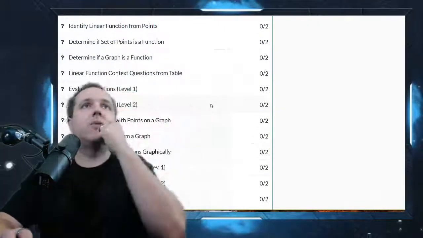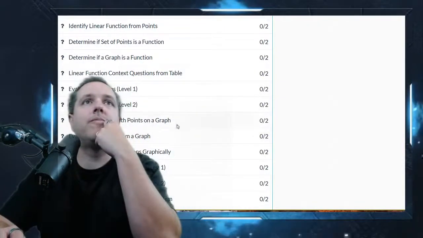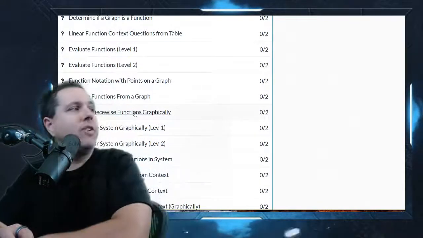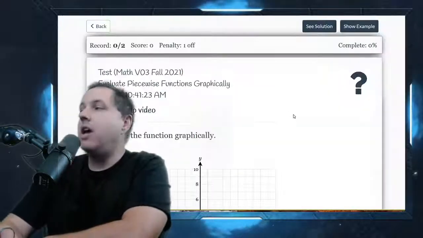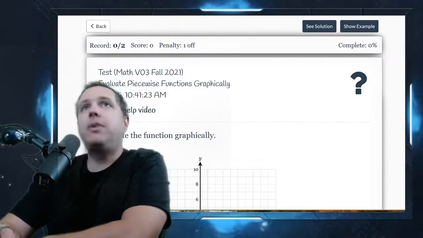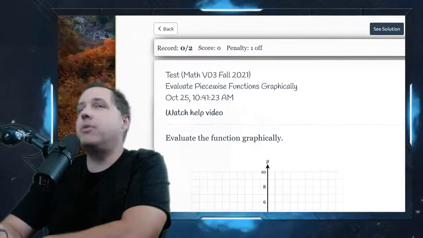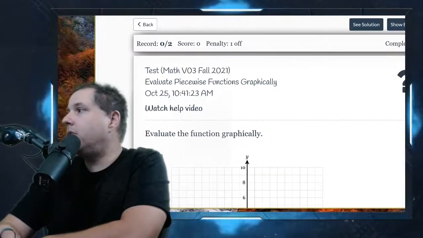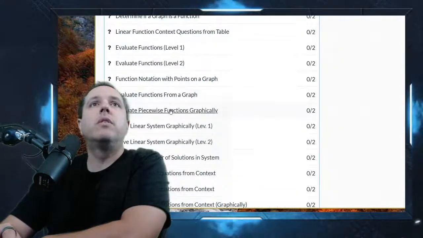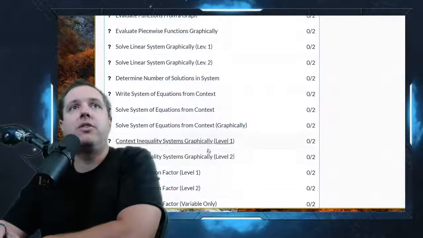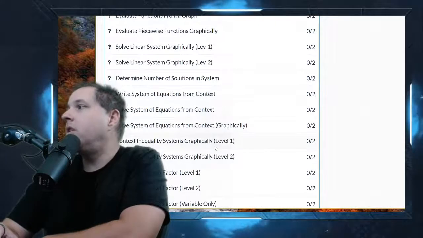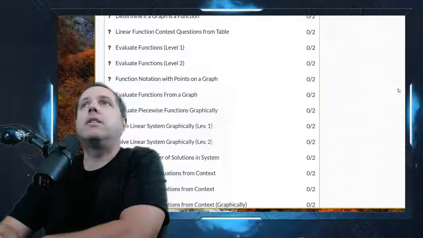So we've got some piecewise function stuff in here. Here we go. Evaluate piecewise functions graphically. Let's take a look at that one. And by all means, we can talk about piecewise functions next time as well. Oh, you want that one, graphing? Let's see. What was this one? This is evaluating piecewise functions, and you want to see graphing piecewise functions. Okay, we can do that. Yes, let's look at that.